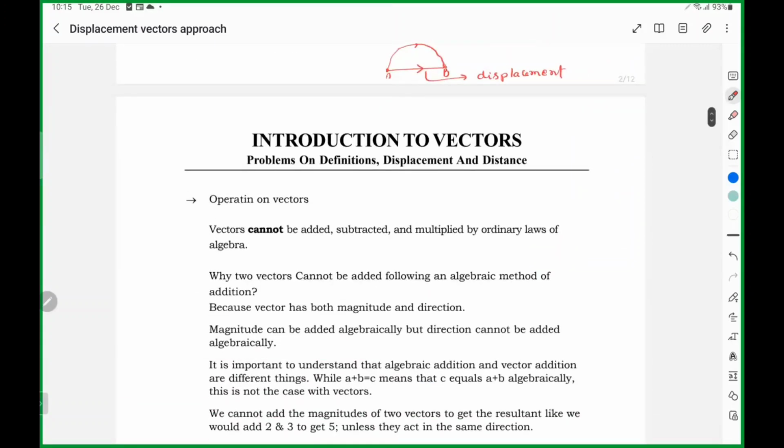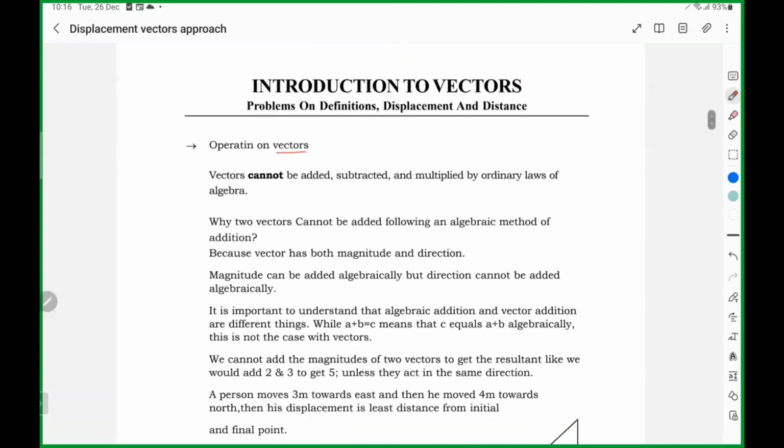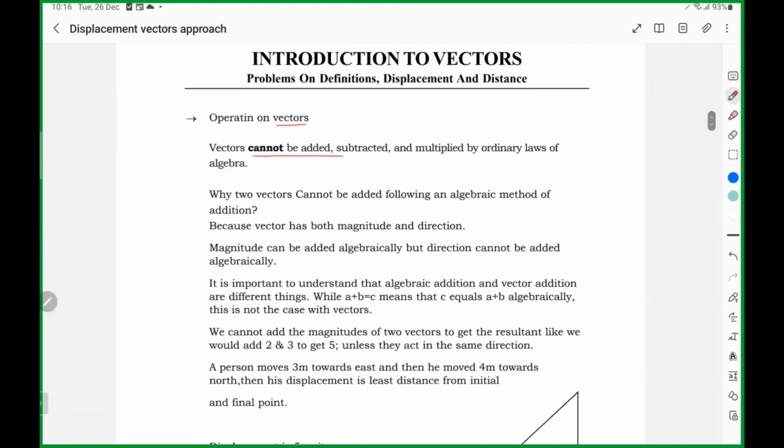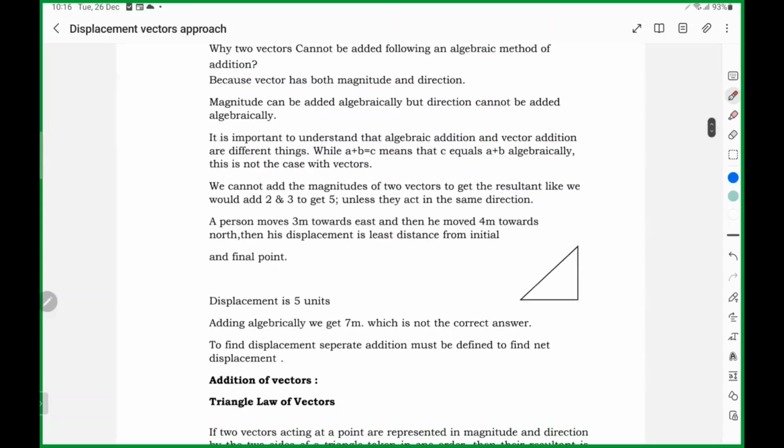So here, I already told you, once we introduce new topic, we have to define addition, subtraction, and so here vectors cannot be added, subtracted, multiplied by ordinary laws of algebra. Why? A person moves 3 meters towards east and then he moved towards north 4 meters. So what is the displacement? I cannot say 7 meters.